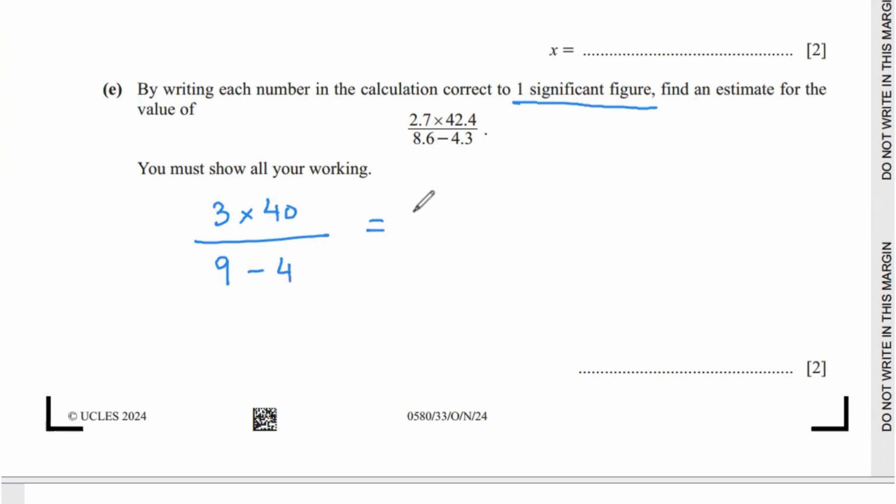So 3 times 40 is 120. 9 minus 4 is 5. 120 divided by 5 equals 24. That's the answer.